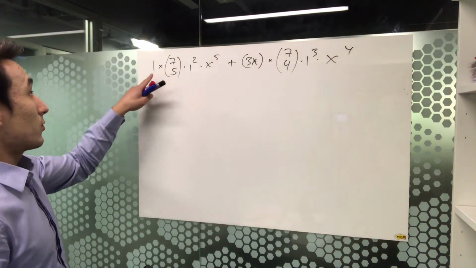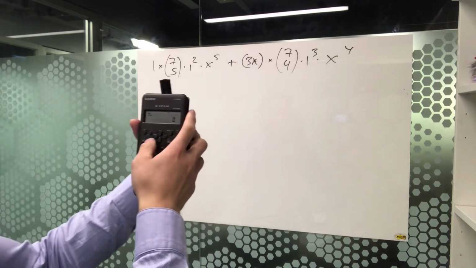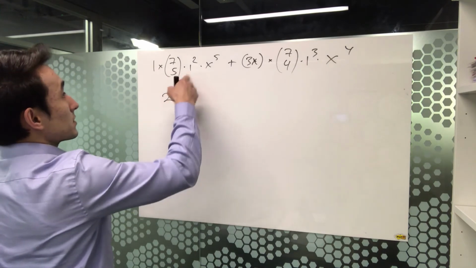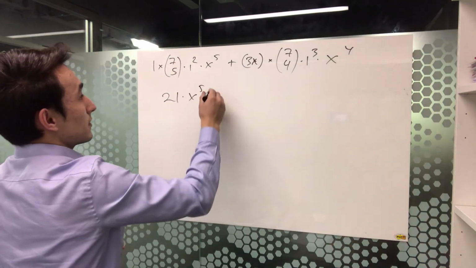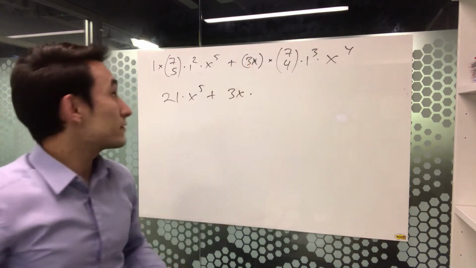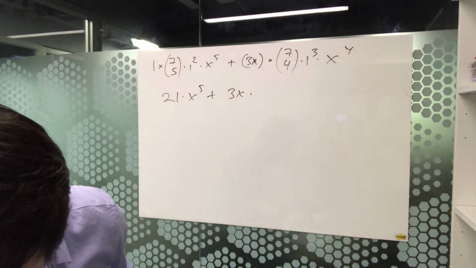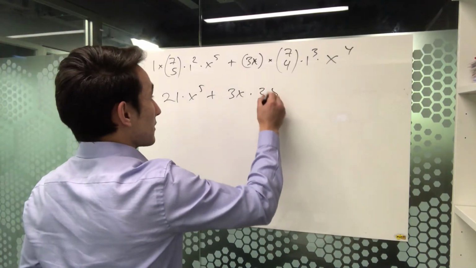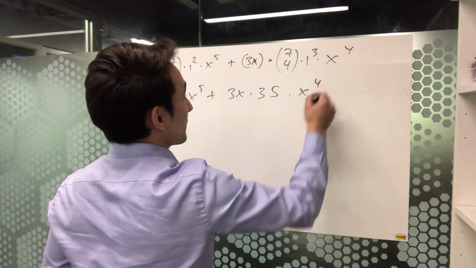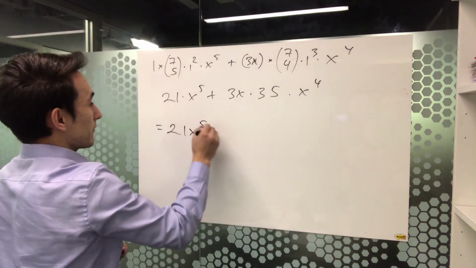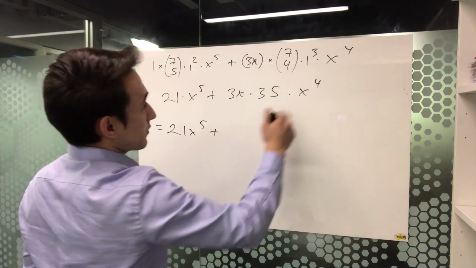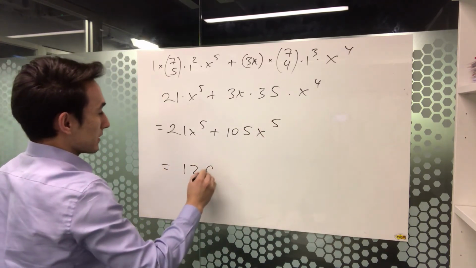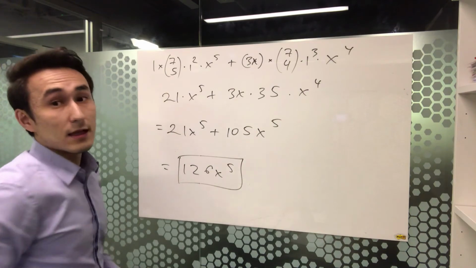So first of all, 1 times 7 choose 5. Using the calculator, 7 choose 5 is equal to 21. So 21 times 1, just nothing, x⁵, plus 3x multiplied by 7 choose 4. Using the calculator, 7 choose 4 is equal to 35, times 1 times x⁴. Okay, let's simplify this. 21x⁵ plus 3x times 35 times x⁴ will be 105x⁵. So it gives us 126x⁵ as the final answer.